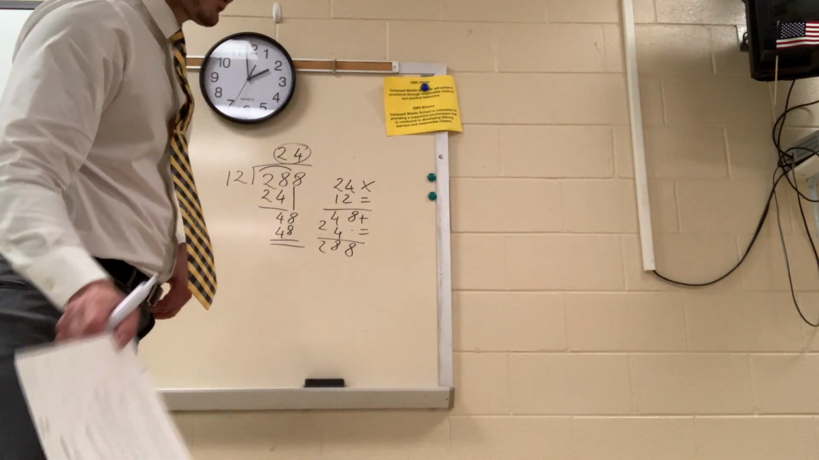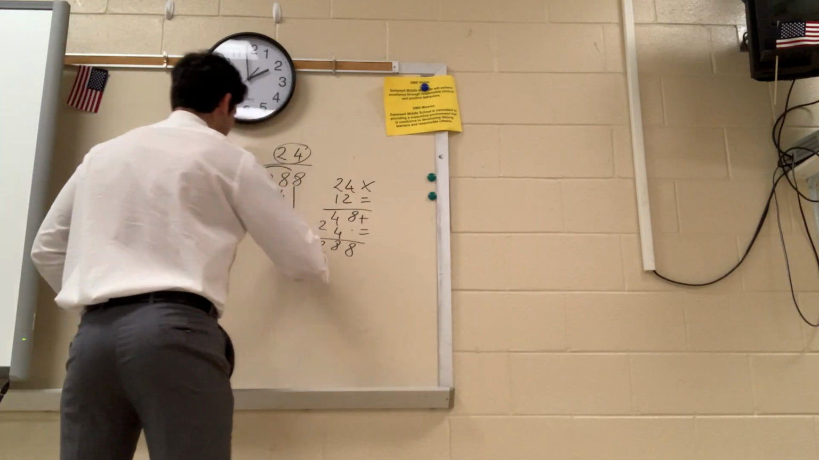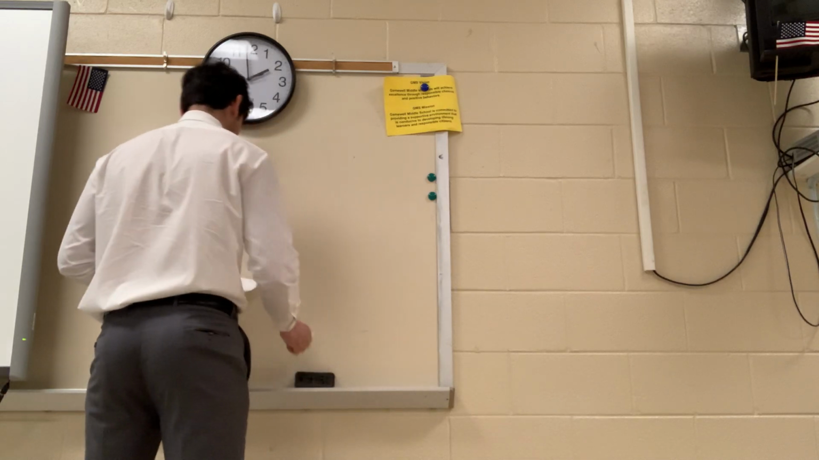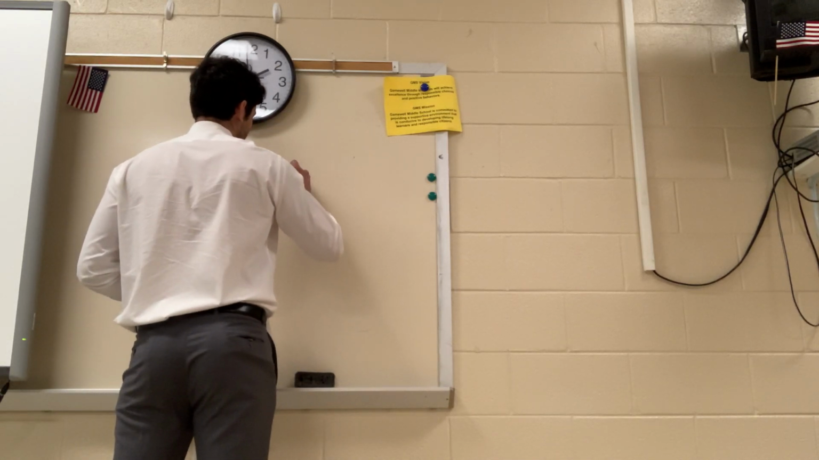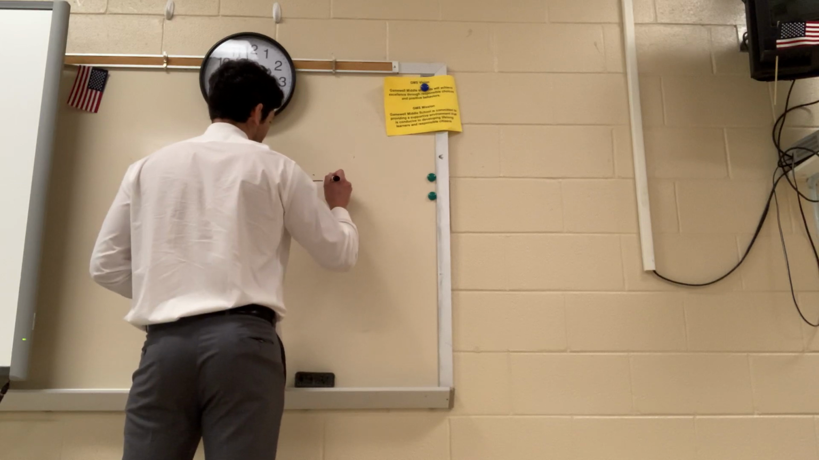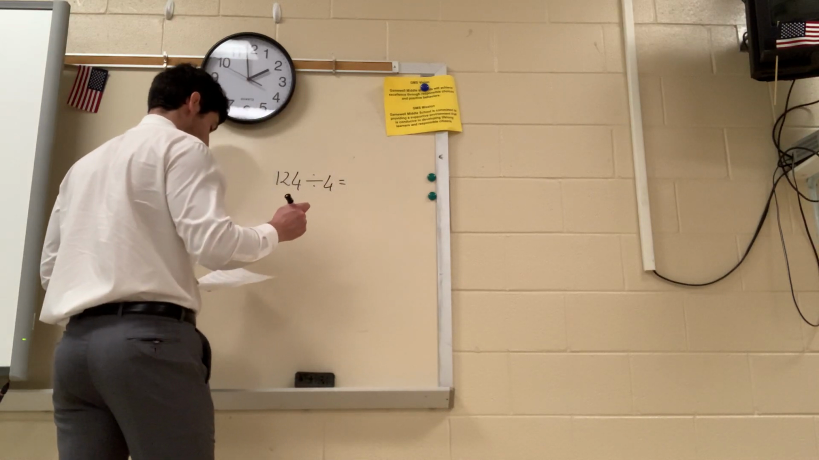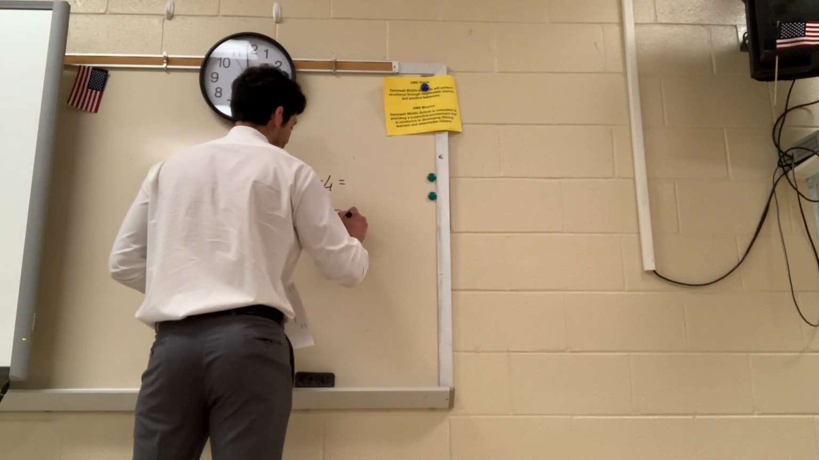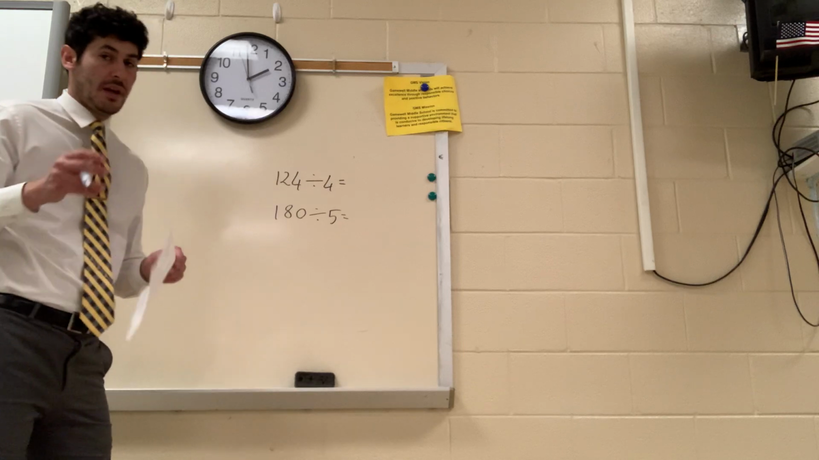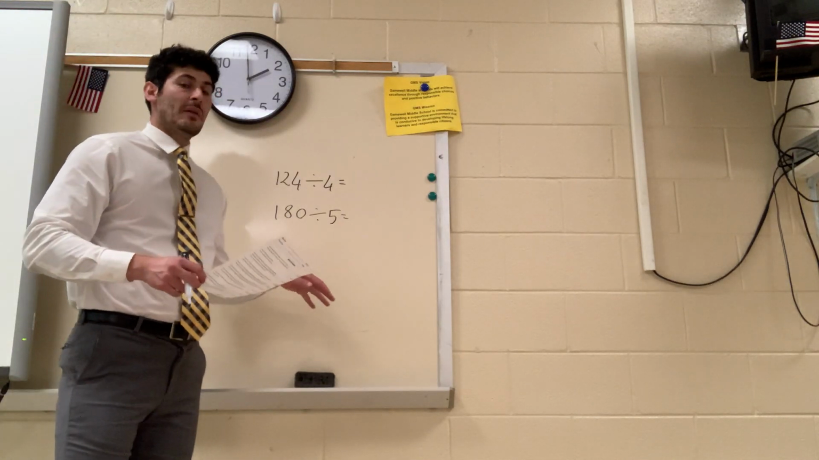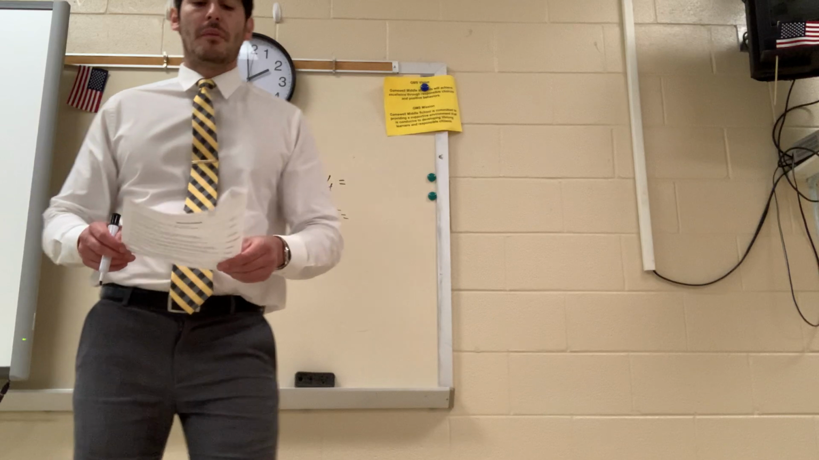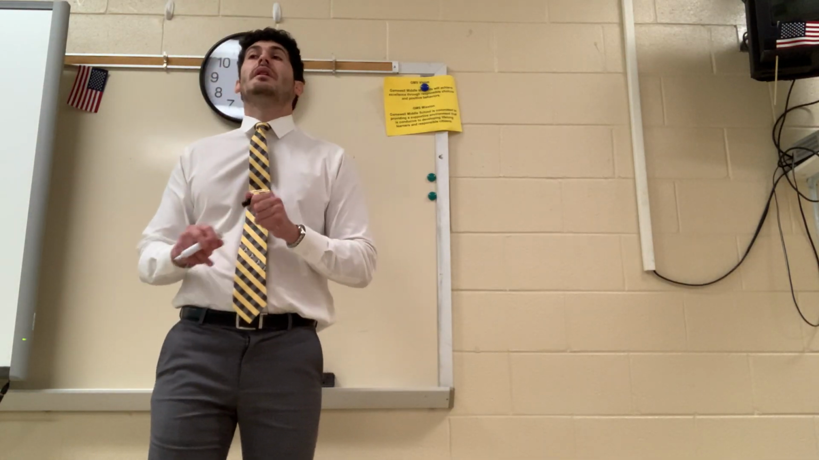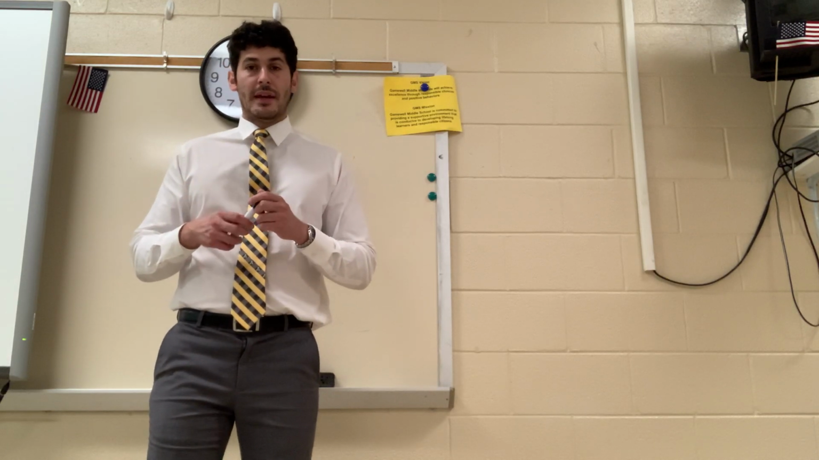All right, so the 2 problems I would like for you to work on are 124 divided by 4 and 180 divided by 5. So what I would like for you to do is work on those 2 problems, work them out in long division, and then email me a picture of your work. So not just the answer, but the actual work. I want to make sure that you do it, and just make sure you get that to me via email.